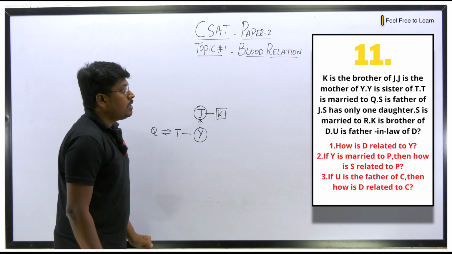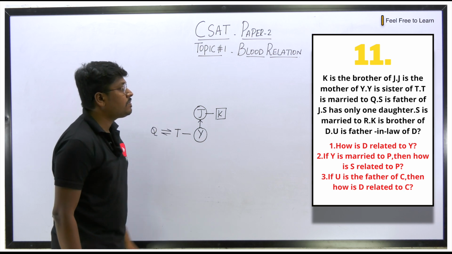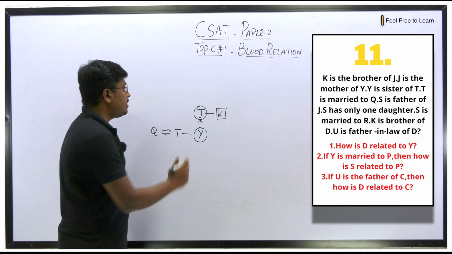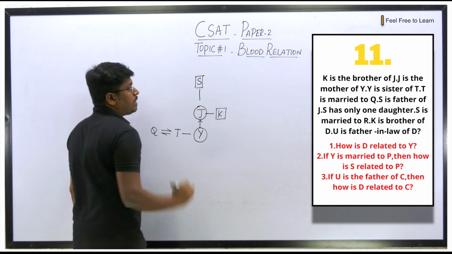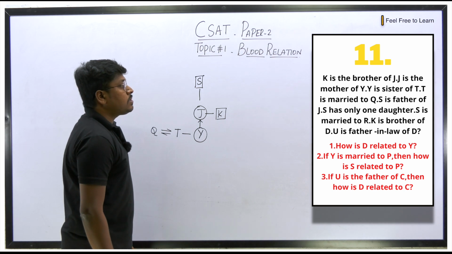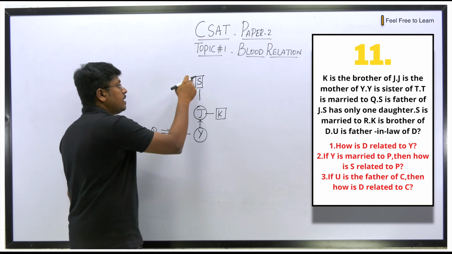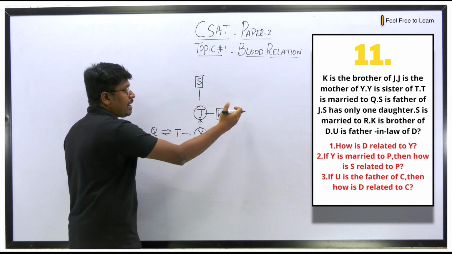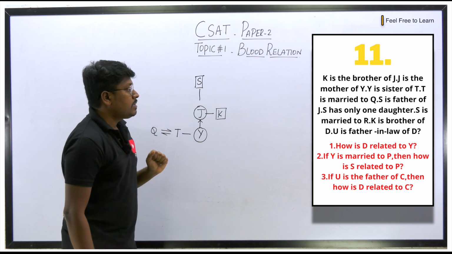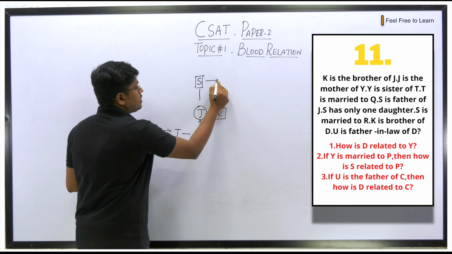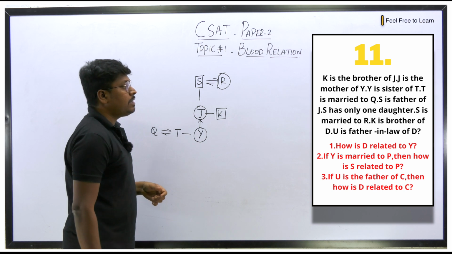Okay, next point. S is father of J. So J's father is S, and because of father, a male person. S has only one daughter. Yes, we have already fixed it. S has only one daughter and all the remaining persons will be sons. Got it? So J will be the only daughter of S. S is married to R. So we can say that the person R will be the female person.